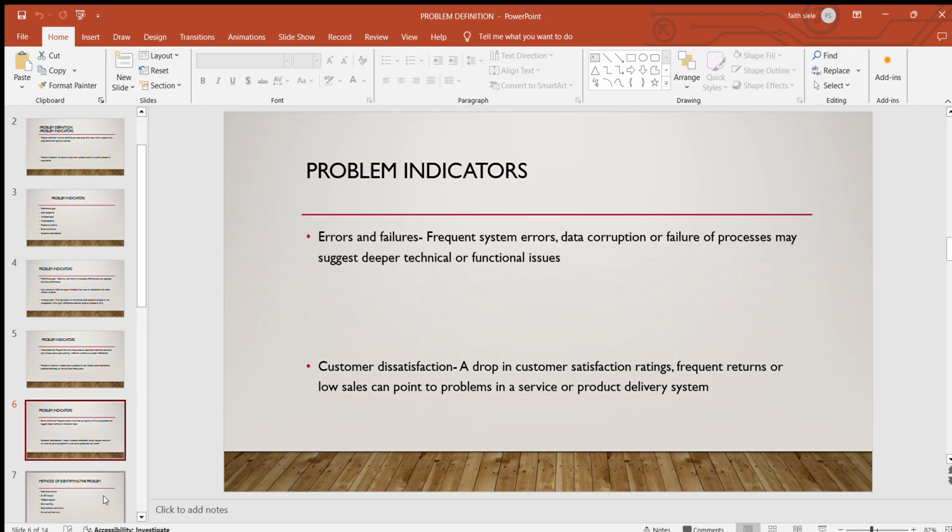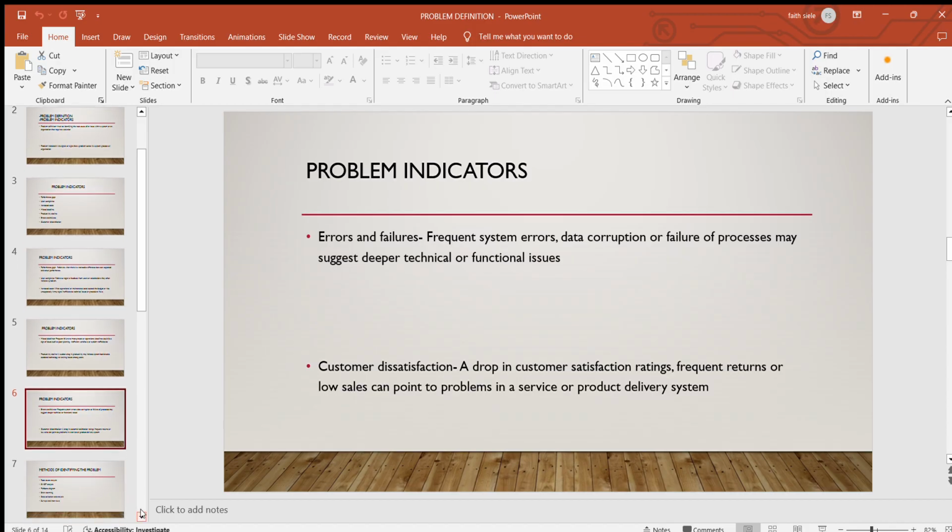Now, all these indicators that we've mentioned, starting from performance gap, user complaints, increased costs, missed deadlines, productivity decline, errors and failures, and customer dissatisfaction, must be identified and even documented so that there is a comprehensive understanding of the problem before developing a solution for that particular problem. So that is all about the problem indicators.